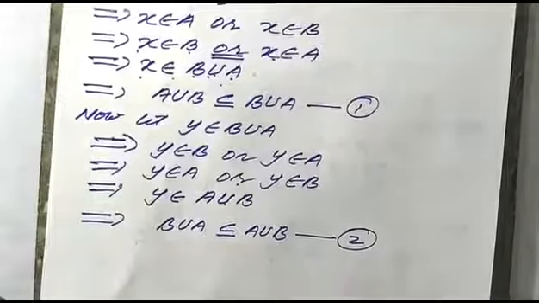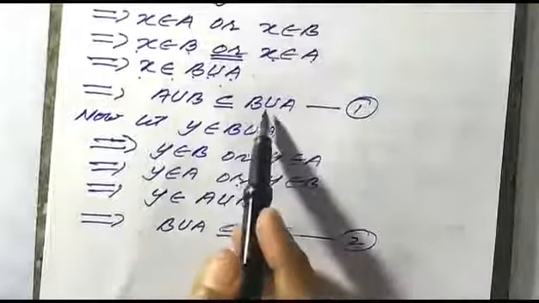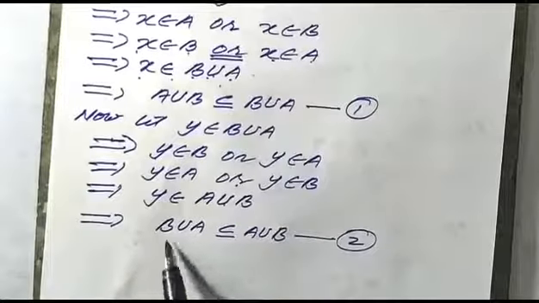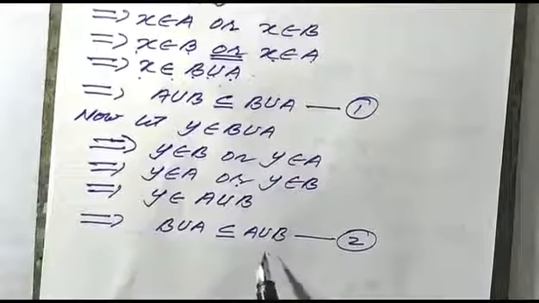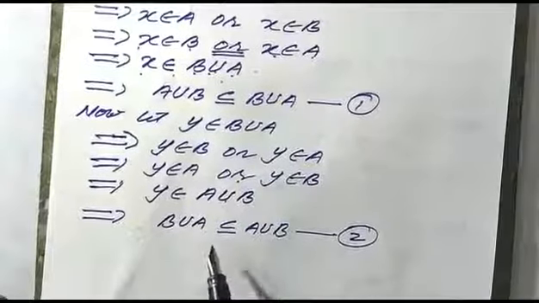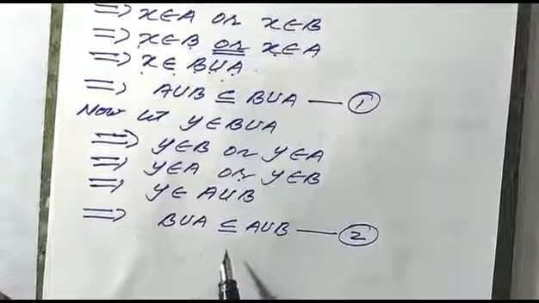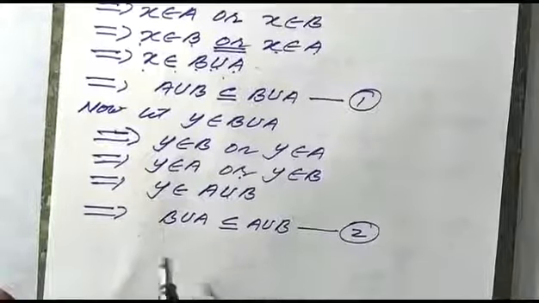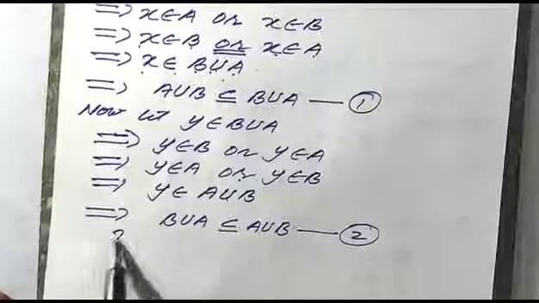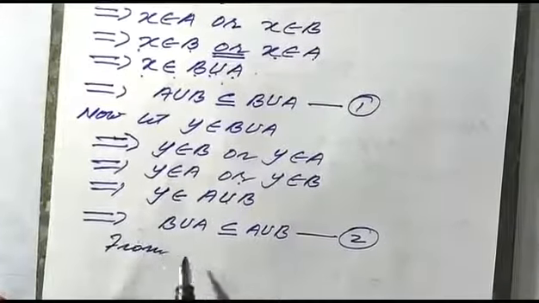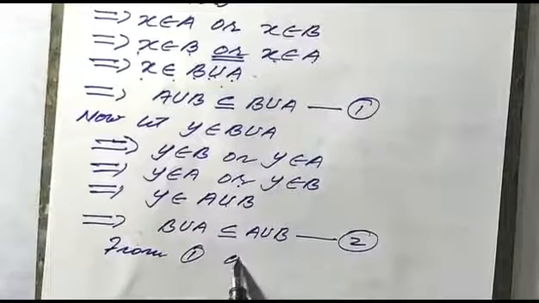So if we compare equation number 1 and 2, A union B is a subset of B union A and B union A is a subset of A union B. So it is only possible when A union B and B union A are equal sets. So we may write it as, from 1 and 2.